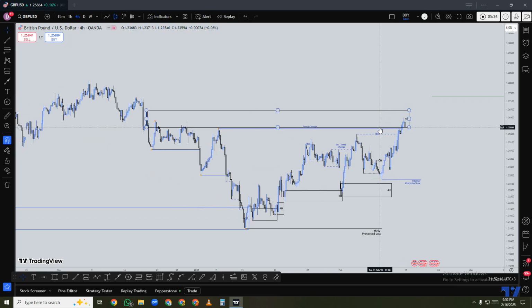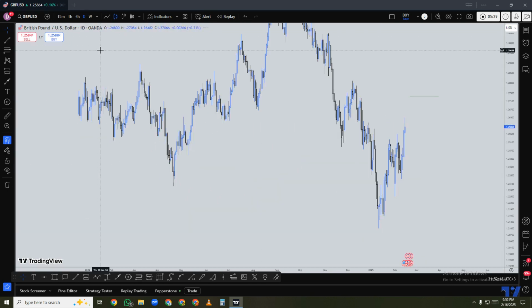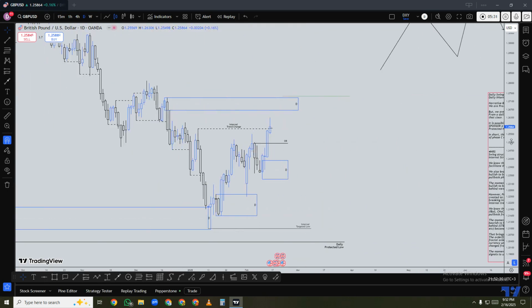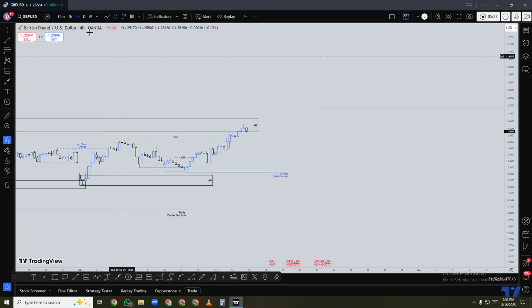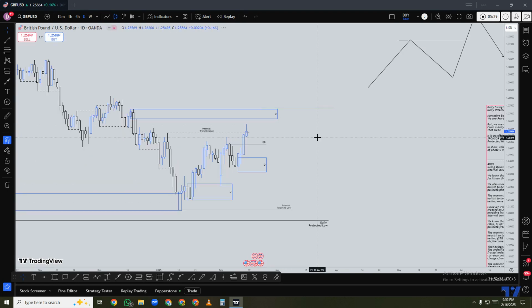How do the 4 hours and the daily correlate, or how do we use these two time frames together? One thing I can see is that right there, this is our order block. This is just the refined zone.